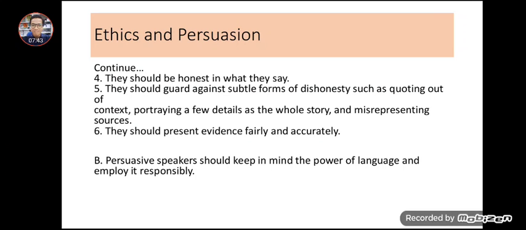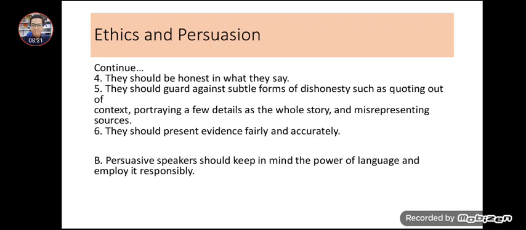And then number five, public speakers should guard against subtle forms of dishonesty, such as quoting out of context, portraying a few details as the whole story, and misrepresenting sources. Maksudnya, kita bedak-bedak info ni sikit-sikit je kita bagi kat orang, and we say that this is all. We only take part and partial of a story, and then we say that this is everything. So it is not actually good. It is misleading. It shows your dishonesty and so on.